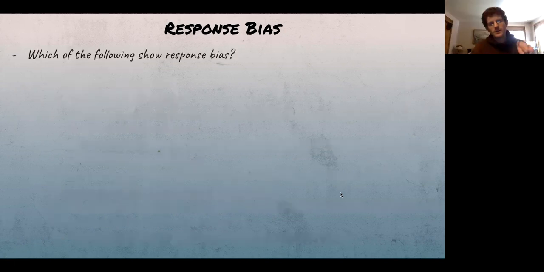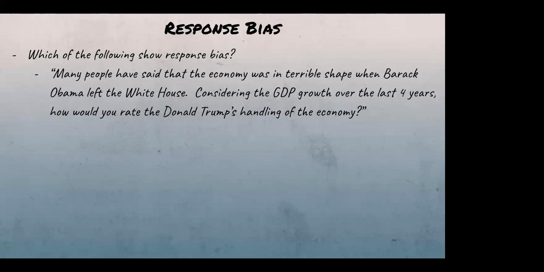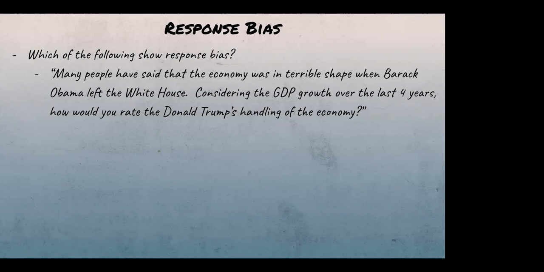Okay, so I'm going to give you three scenarios and I want you to decide which of these have response bias. Does this question have response bias? Yes. All right, how does this have bias? Because they're asking a question before they're actually asking the question at hand. Like they're making a statement about Barack Obama before they actually ask about Donald Trump's.